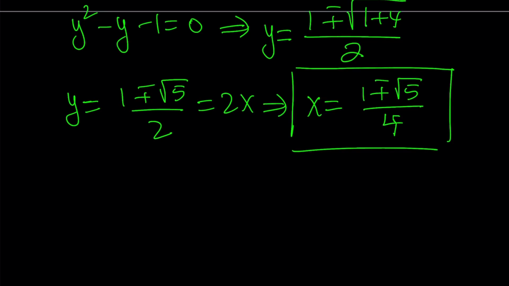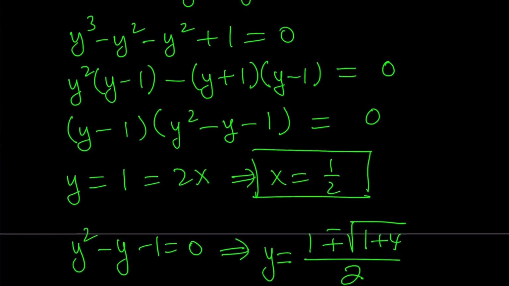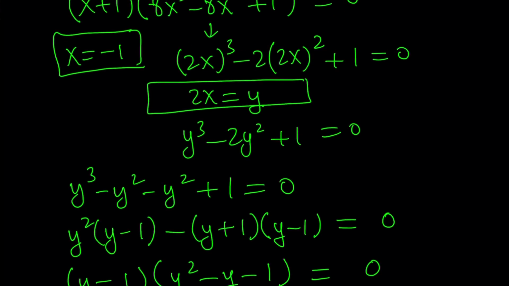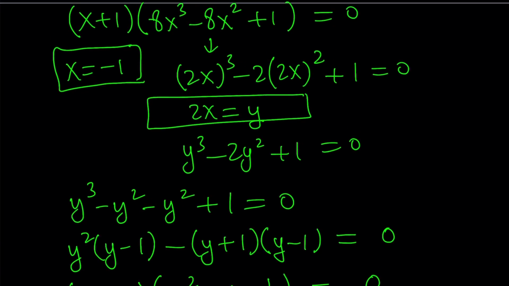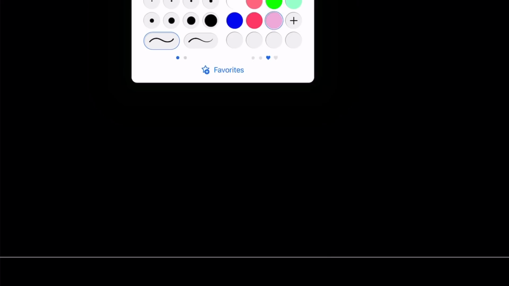Okay, so we got two solutions from here. Another solution from here, x equals 1/2, and the first one we found was x equals -1. So that gives us 4 real solutions, and this is a quartic, so those are going to be all the solutions. All right, so let's go ahead and take a look at the second method.